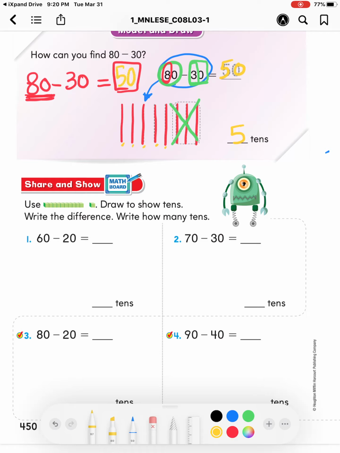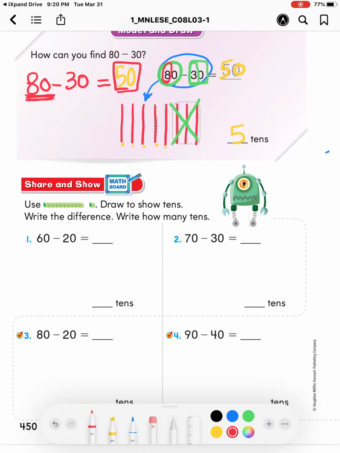Okay, so here we counted back. Now, if drawing is much easier for you, it's okay to do it. If you want to count back also, it's okay to do it. But counting back needs more practicing, okay? Now, let's start the share and show part.